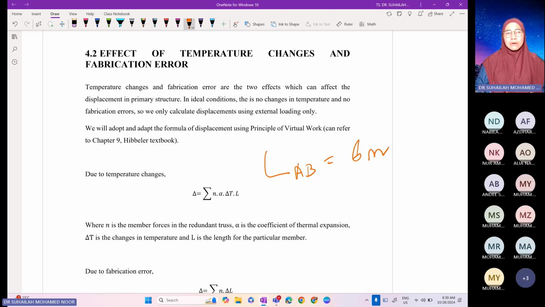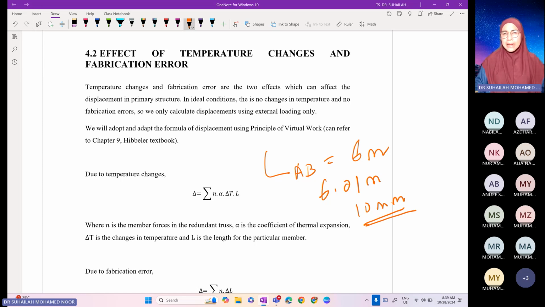Tapi during construction, bila dah siap buat the beam or the member, siap construct the member, bila measure kan dapat for example 6.01 meter. Ni 6.01 meter, means that original length is 6 meter tapi ada elongation or longer than. So kat sini 10 mm lah, 10 mm. So this elongation is called as fabrication error.